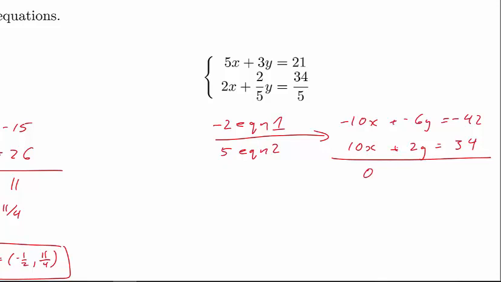Adding these two equations together, we get 0 minus 4y is negative 8. Divide both sides by negative 4 to find that y is 2. So just like that, we got one of the numbers. Plug this into either one of the equations. We're going to do equation 1. So we have 5x plus 3 times 2 equals 21. Solving for x.